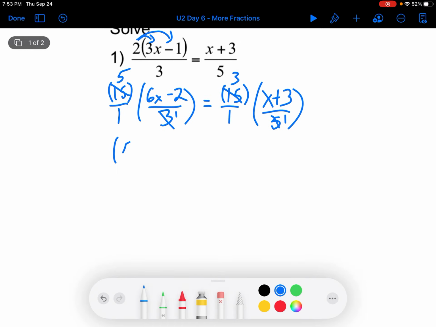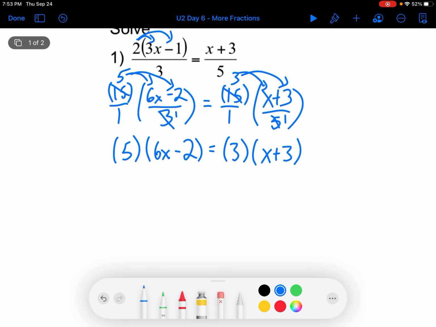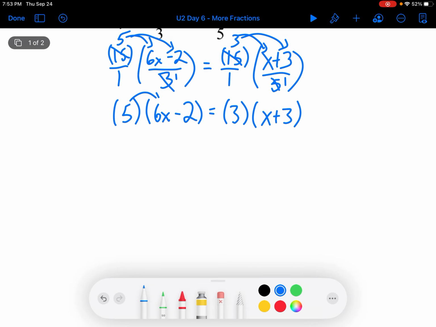I'm going to write out the next step, but you could probably multiply the 5 in here and here, and the 3 in here and here. But I'm going to write it out just because it looks a little bit neater if we do it like this. So this is what's left in the question. The next step would be to distribute the 5 and distribute the 3. So 5 times 6 is 30. We're going to have our x minus 10 equals 3x plus 9.